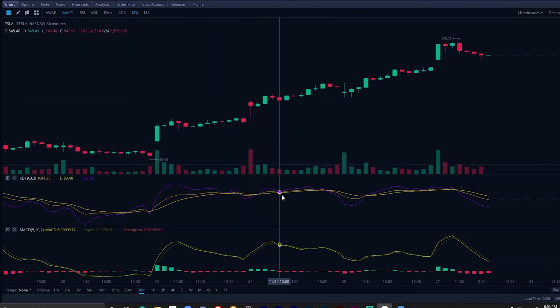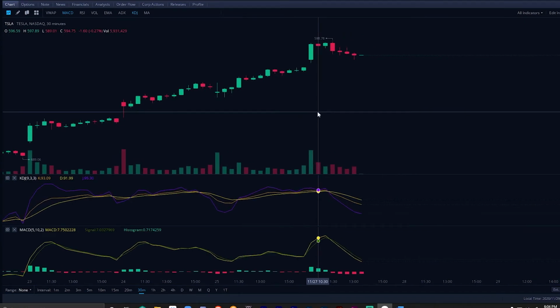Now, when we see what was the proper sell-off moment, we see right here the KDJ, as indicated also on the MACD, a moment to sell. The purple line is crossing over the yellow and orange line, which was obviously the moment where people took profits right here at the highest peak of 597, and it began to sell off.